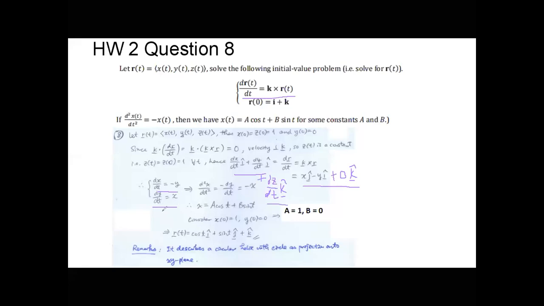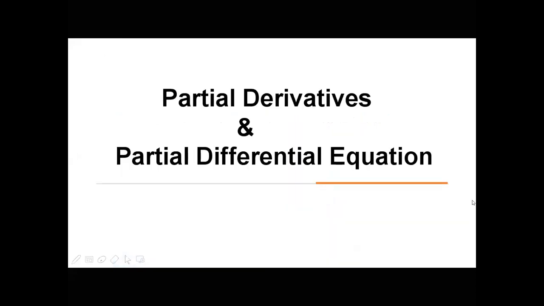Let's consider these two equations. Look at this first. Take the derivative once again. We have this equation. Now we can use the hint. It means that x is in this form. Similarly, y is also in this form. Together with the given initial value, we obtain that x is cosine t, y is sine t, z is 1. Next, we will talk about partial derivatives and partial differential equations.